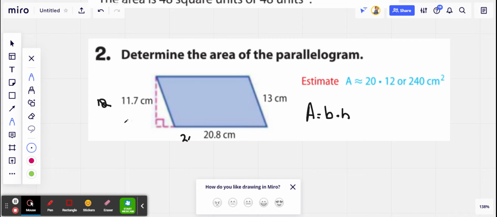Okay, so let's go ahead and multiply 11.7 and 20.8. So 8 times 7 is 56. 5. 7 times 0 is 0 plus 5 is 5. 7 times 2 is 14.